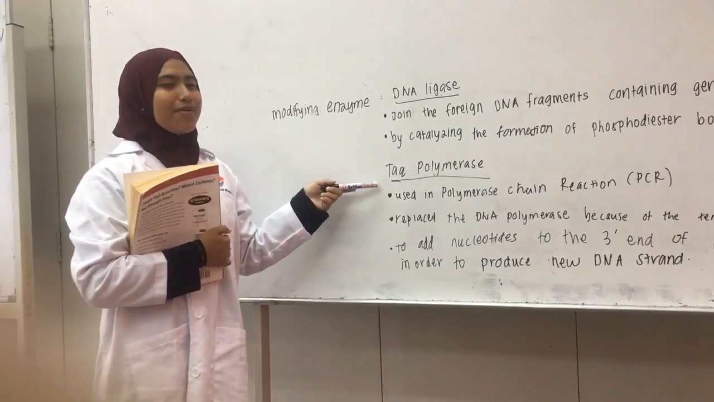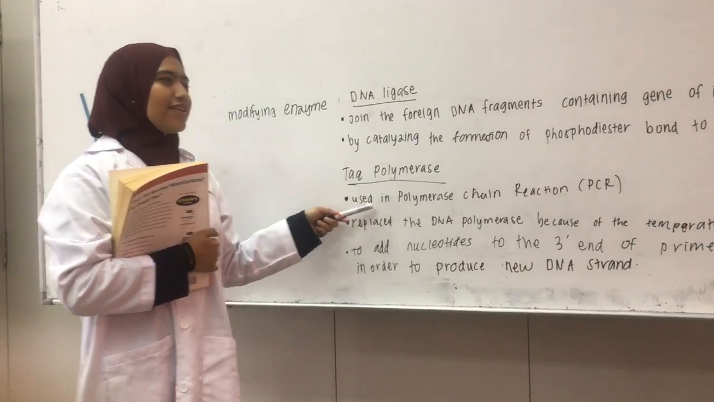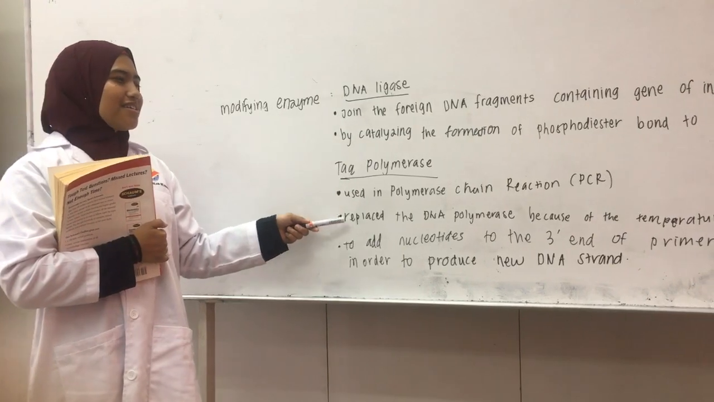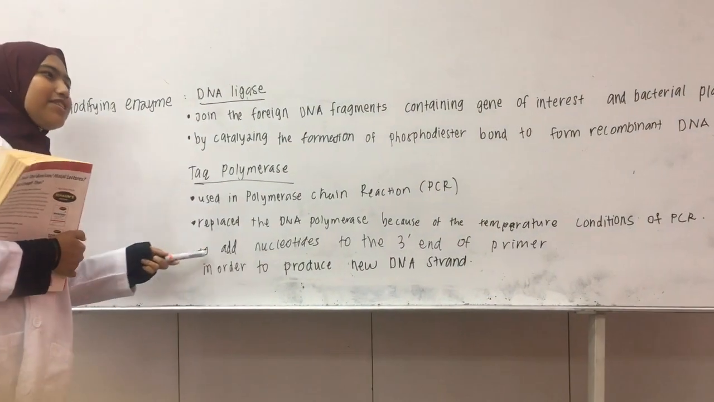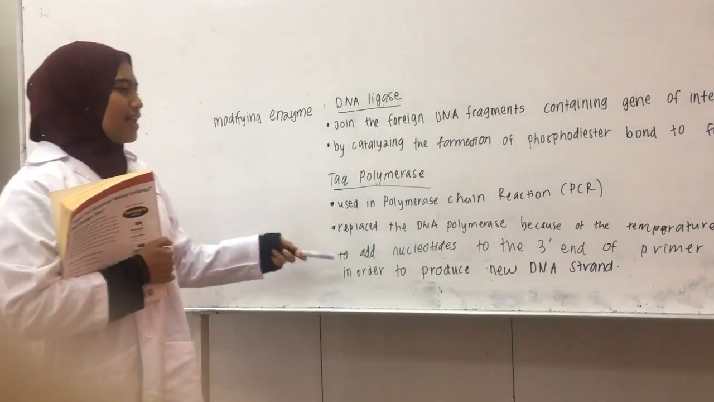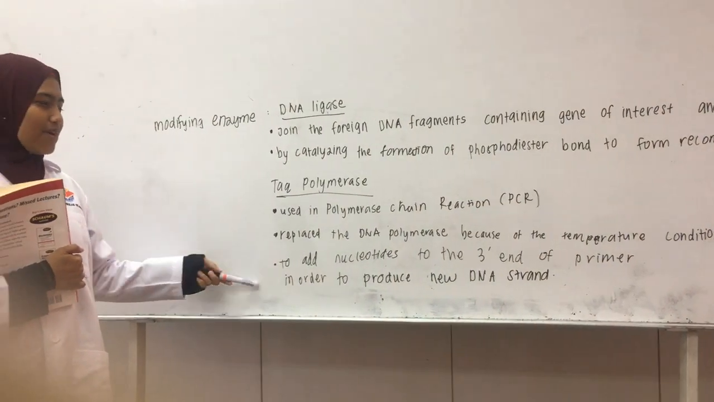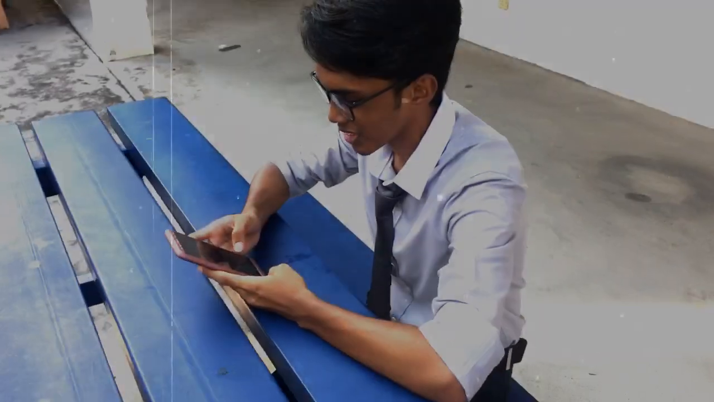The second is Taq polymerase. Taq polymerase is used in polymerase chain reaction (PCR), replacing the DNA polymerase because of the temperature conditions of PCR. And it also adds nucleotides to the 3' end of primers in order to produce a new DNA sequence.